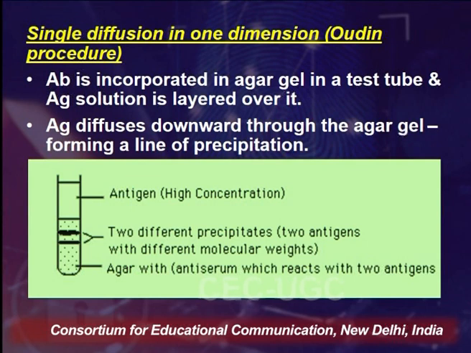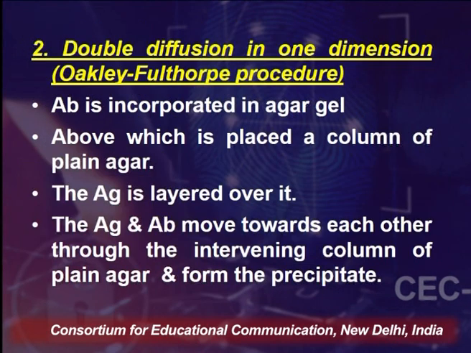Going towards the next procedure, we have double diffusion in one dimension. It is also known as the Oakley-Fulthorpe procedure. Antibody is incorporated in agar gel. On top of that we place a column of plain agar and the antigen is layered over it. Now the antigen and antibody move towards each other through the intervening column of plain agar and then they form the precipitate. In the double diffusion reaction, the reaction happens from the two sides. That's why it is known as the double diffusion reaction.